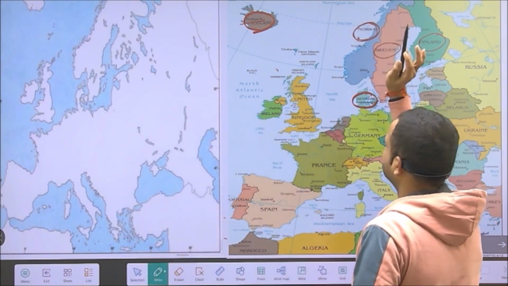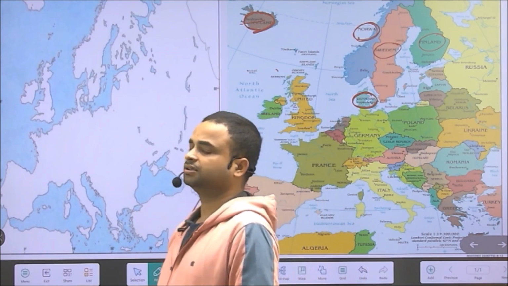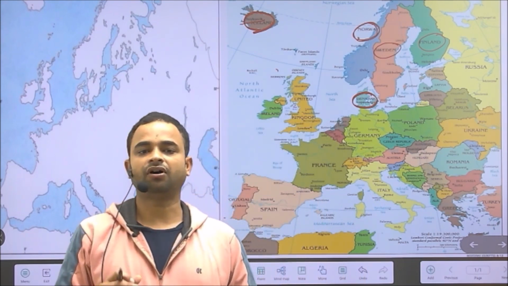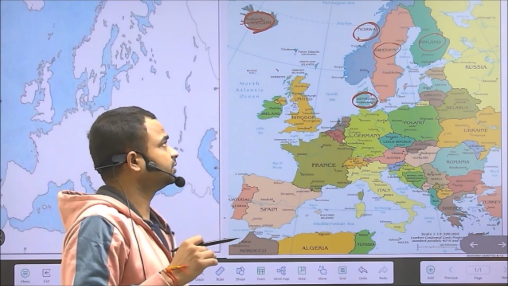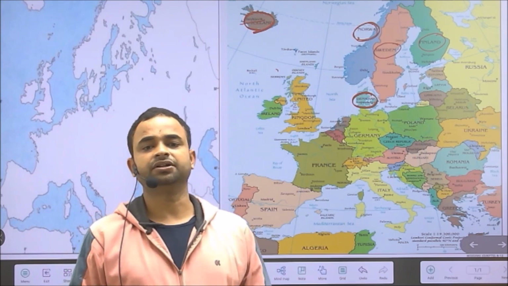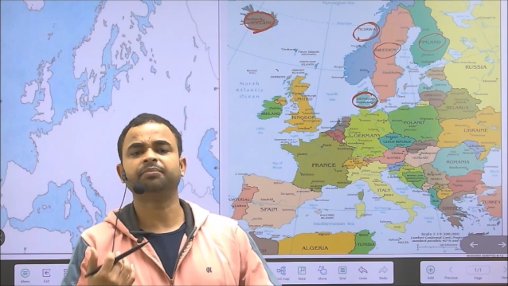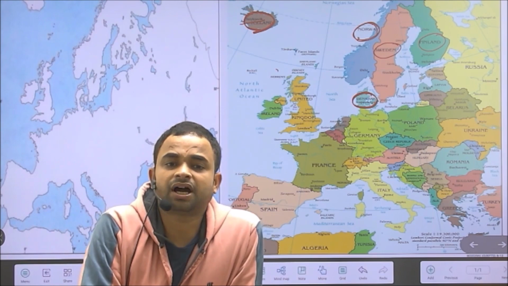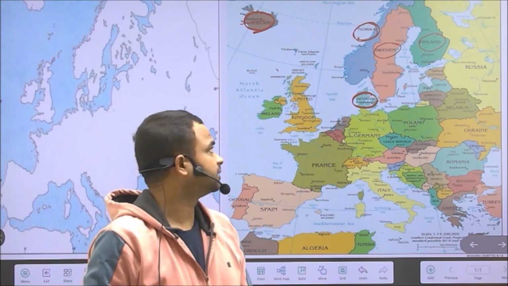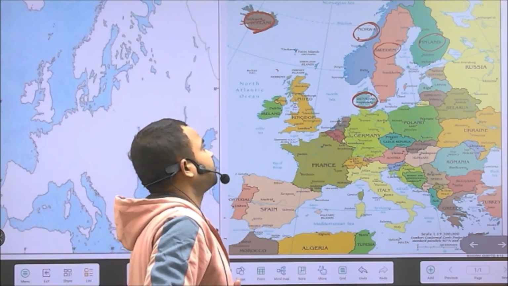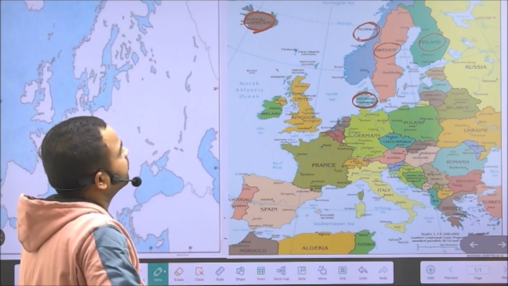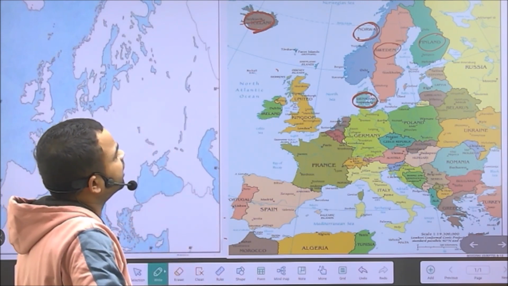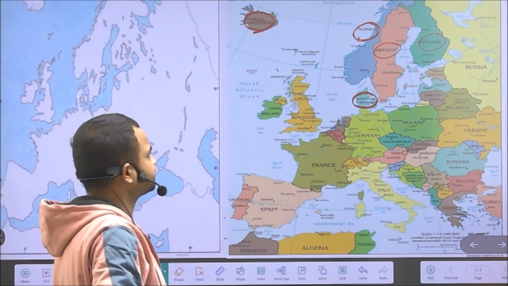Second, Norway. In Norway there is no reserve of oil and coal. The country depends totally on its hydroelectric power plants, and per capita availability of hydropower is the highest in the world.